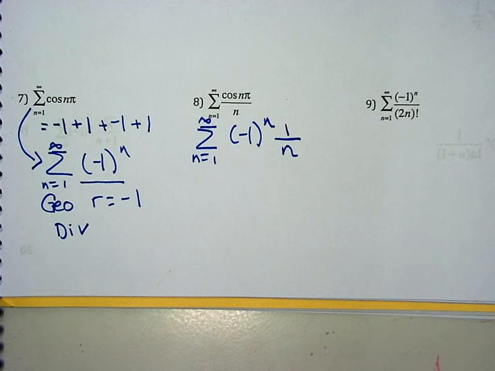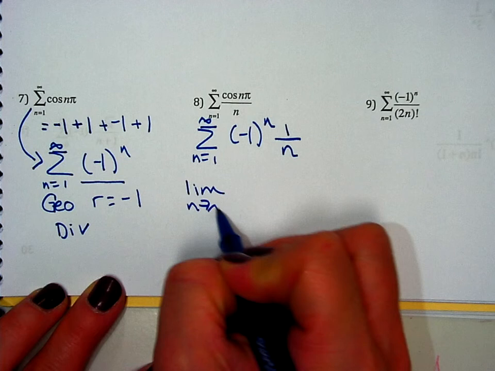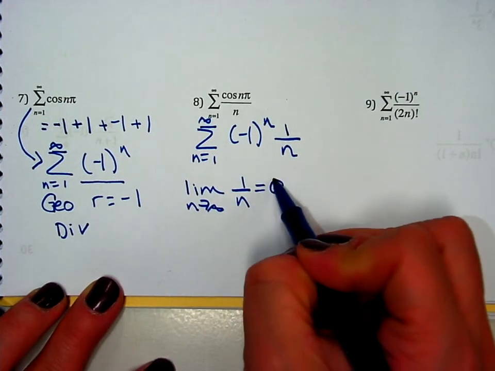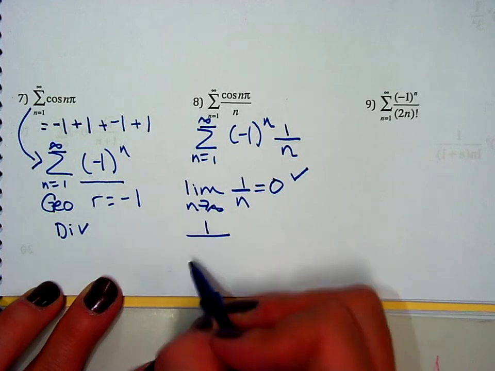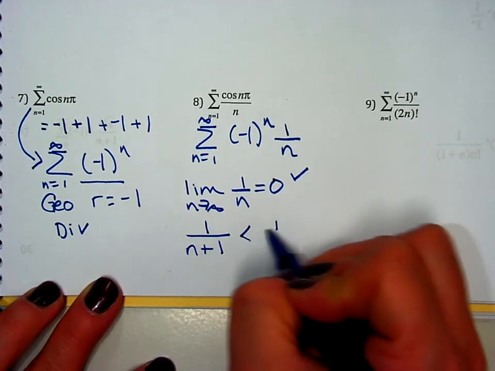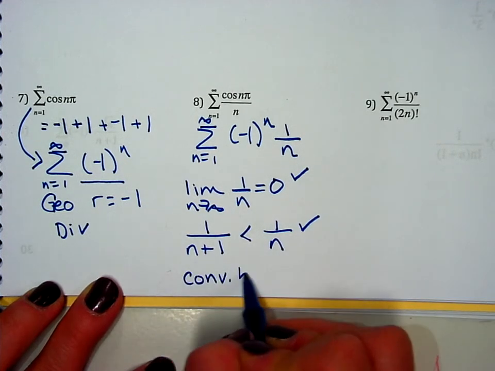Okay, I know the numbers are going to alternate, so I'm going to check my two conditions. Is it true that the limit of the general term without the -1 piece, does that go to 0? Yes, this limit is true. Is it true that for every value of n, the n plus first term is always less than the nth term? Yes, this is also true, so I can say it converges by AST.